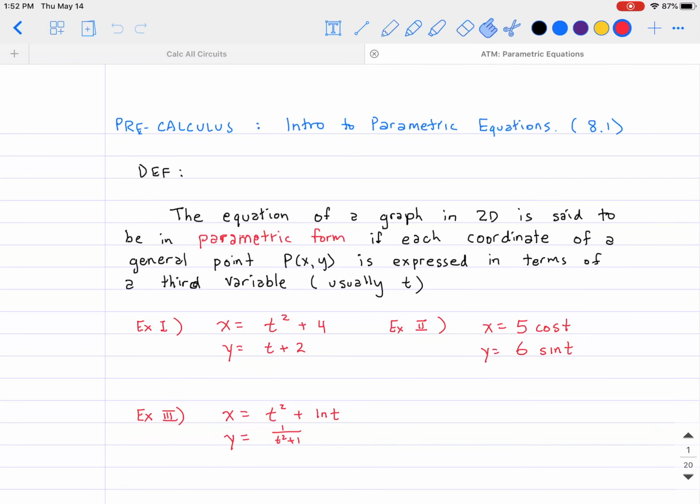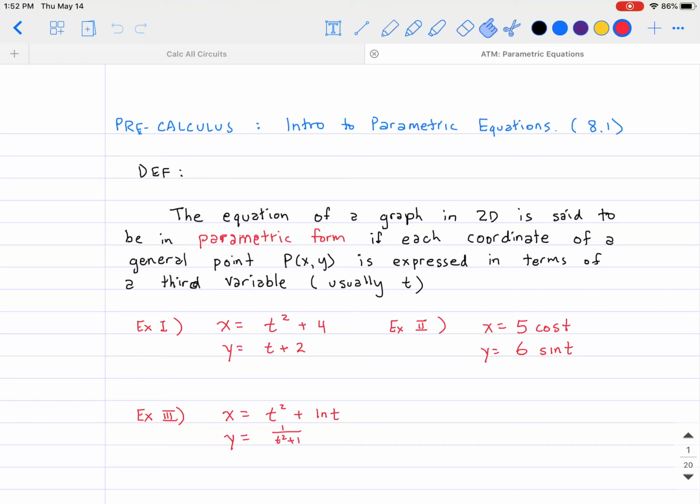Hello again, everybody. Welcome back to today's session with Pre-Calculus, and today we're going to be talking about parametric equations in Chapter 8. Previously, we were talking about polar equations, and now this is going to transition to something that's a little bit different, but in a way it's still somewhat the same. Both polar and parametric you will see in calculus, so this is something that will be beneficial.